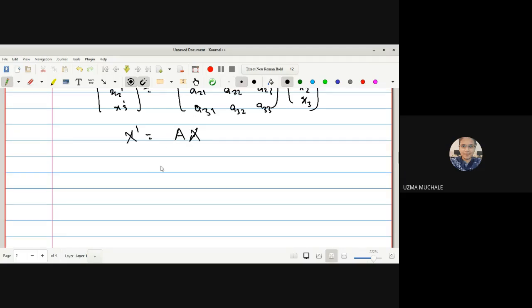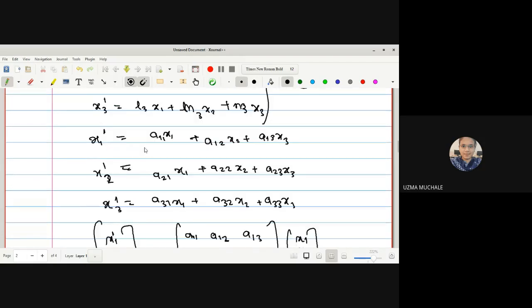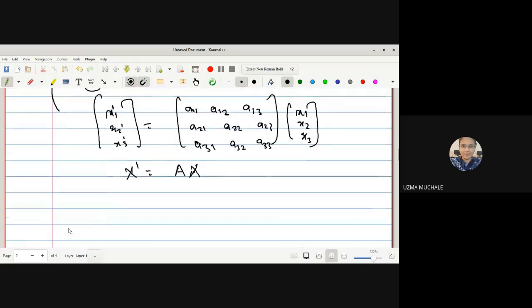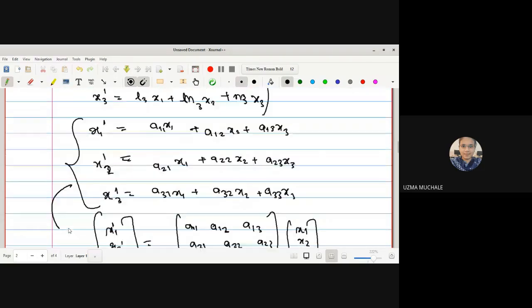this I can write in the form of whatever equation I have written. These three equations, instead of writing these three equations, I can write in a very compact form. What will be the compact form for this equation? Let me write down here only.